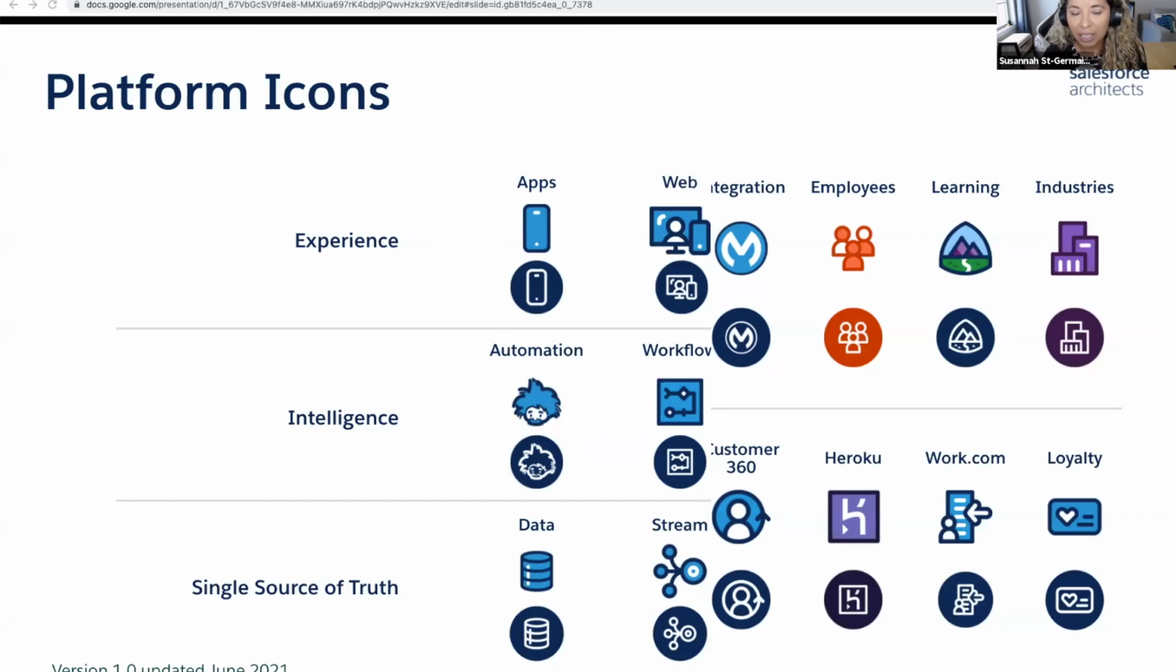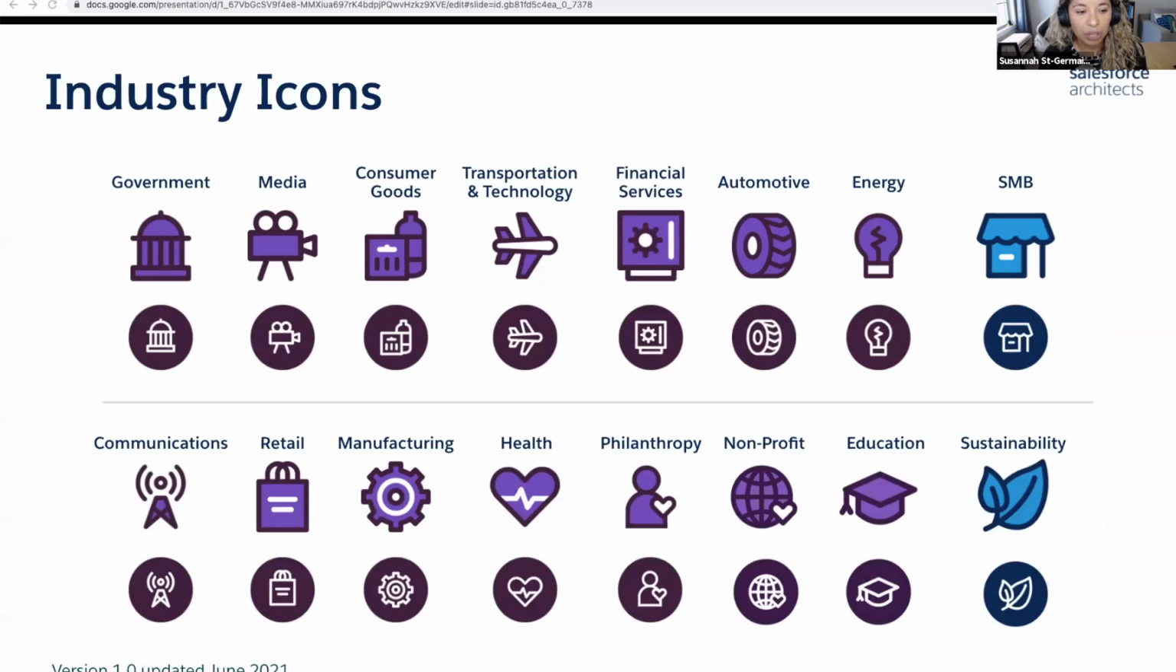And then the final subset of icons that I'll point out are industry icons. So this is pretty cool. If you're diagramming a specific industry solution and you want to show that, yes, you're working with NPSP, or maybe you're working with the financial services cloud, you have an icon that you can use in your diagram for that as well, and just grab and drop into the templates that I'm about to show you.